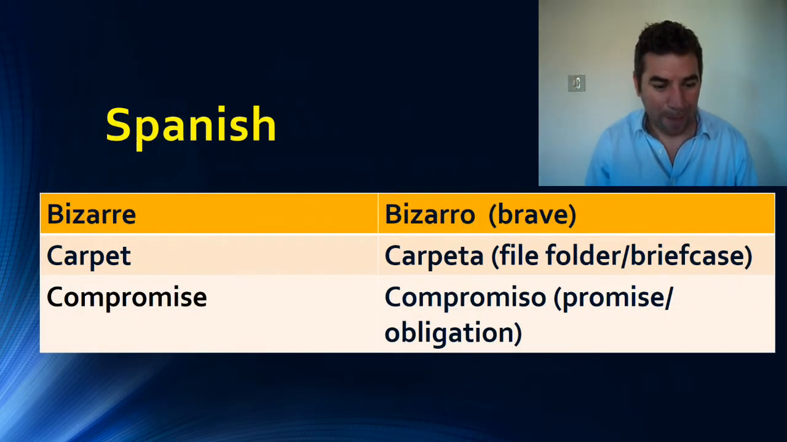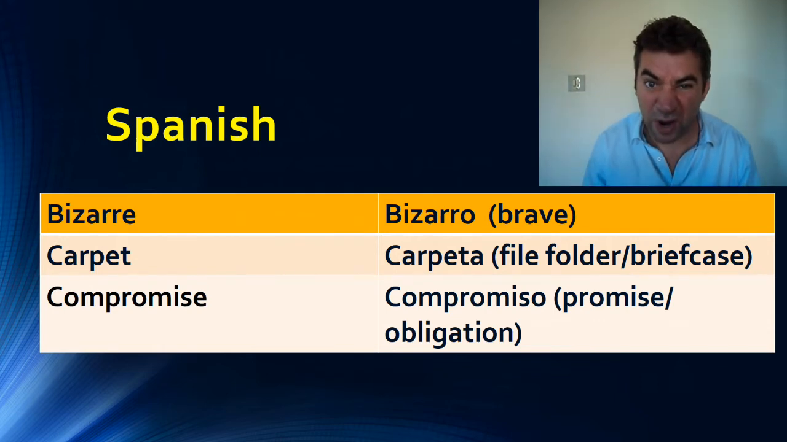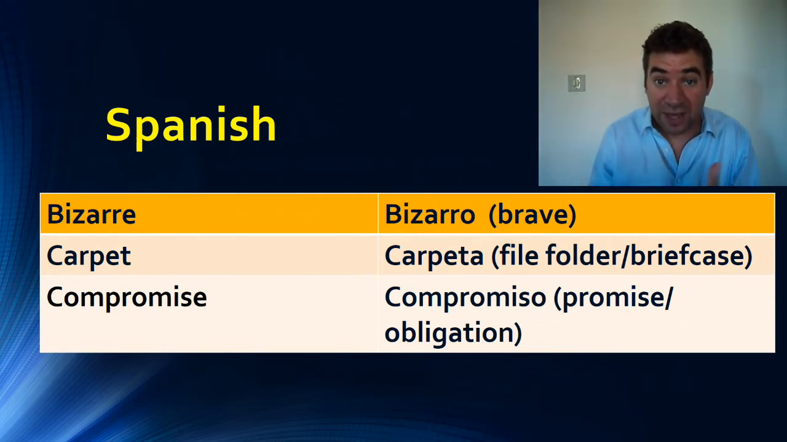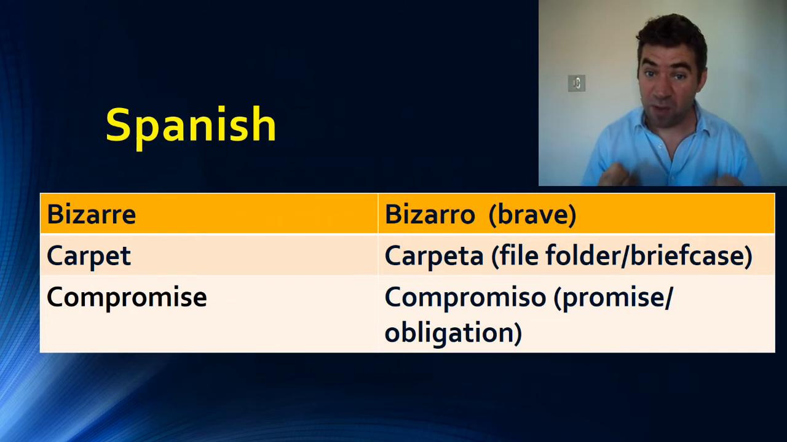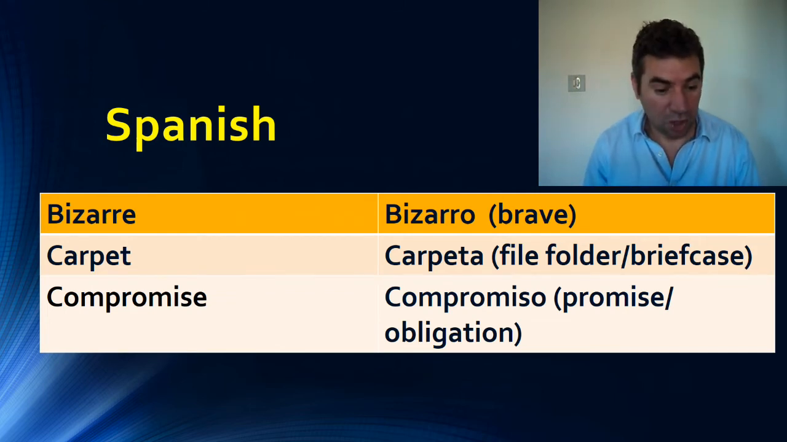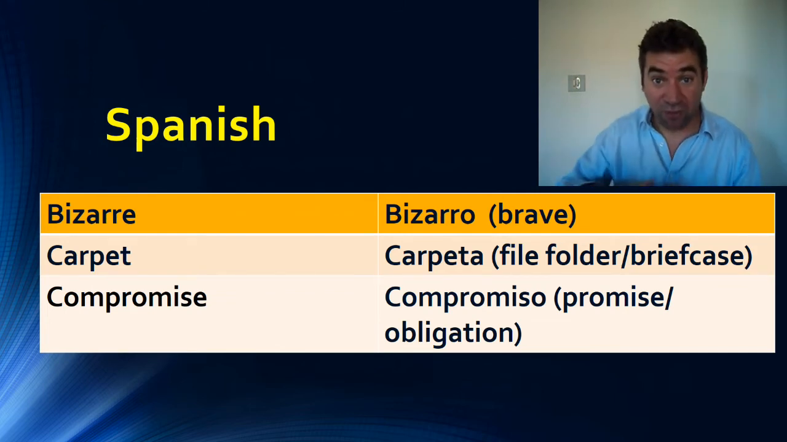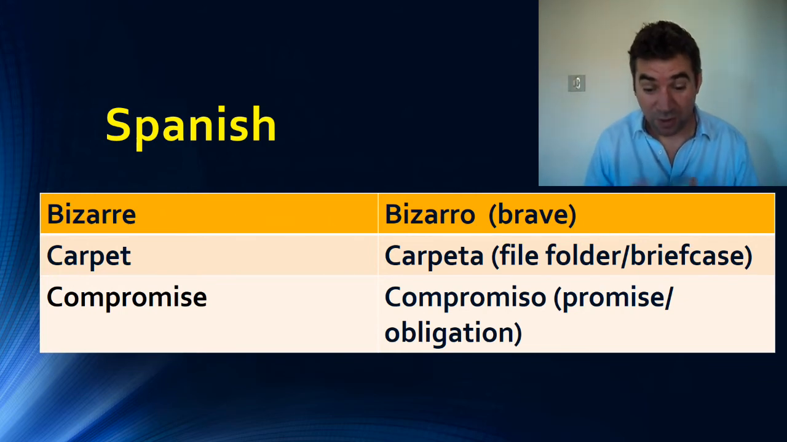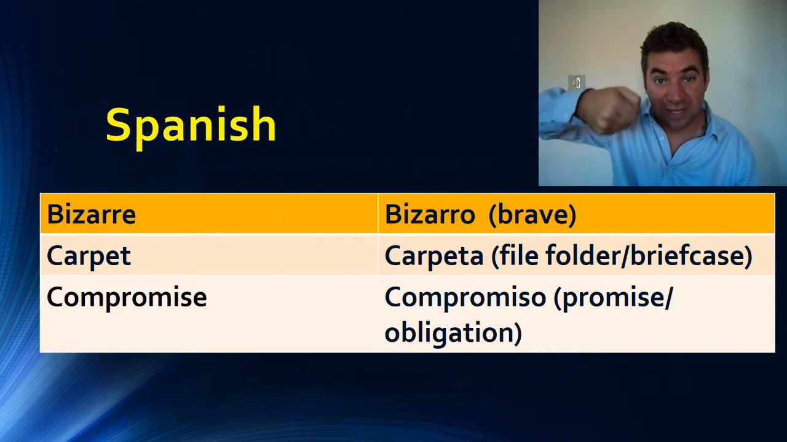Spanish, okay, bizarre, which means strange or weird in English, but bizarro in Spanish means you're very brave. Carpet, as in the thing you put on the floor when it's cold, whereas carpeta is a file holder or a briefcase like a businessman would carry.